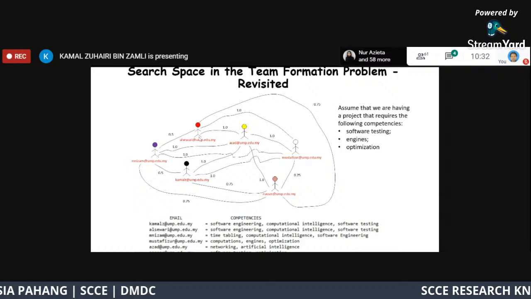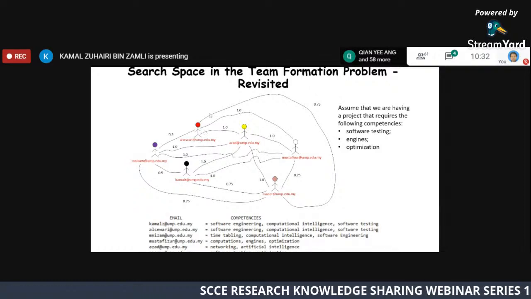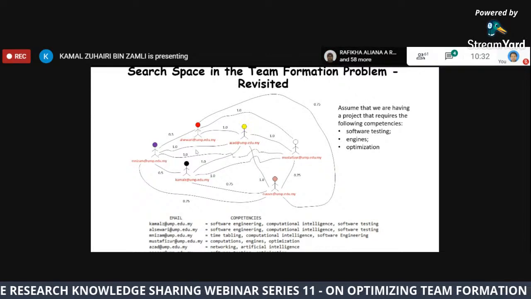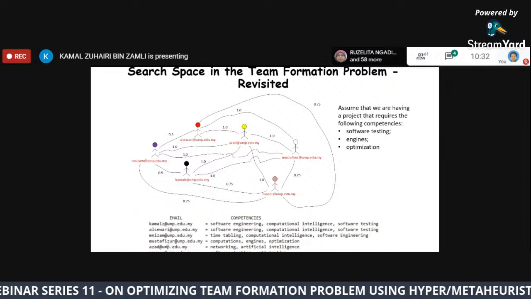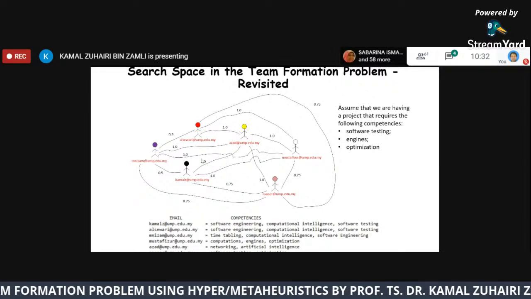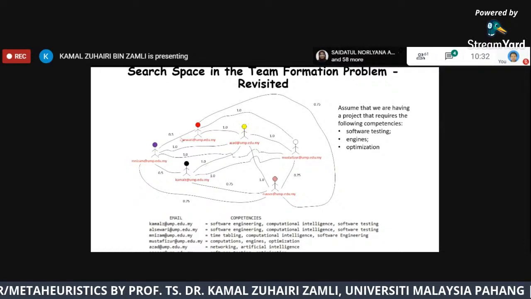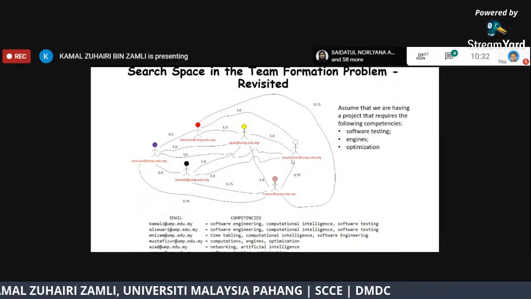For example, Zuhairi and Kamal, they have the same skill or competency, then the interaction is there, but with the value of 0. And for example, Kamal and Azad, if you look at Kamal and Azad, there's no common skill. For this reason, the cost is the most expensive one, which is 1. And the cost is only 0.5 here, 0.5 here, and 0.75 there.